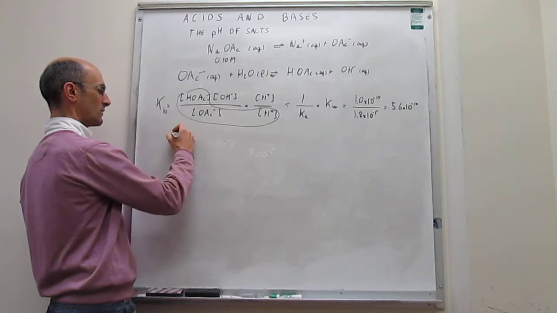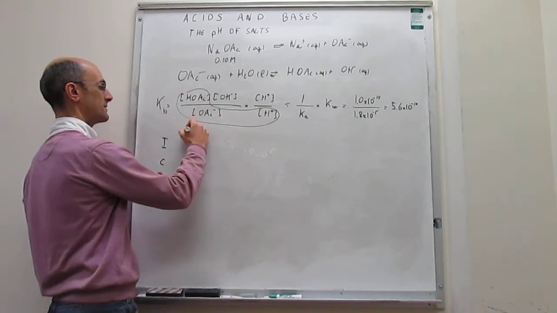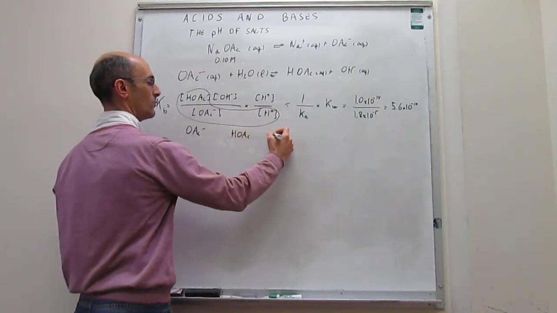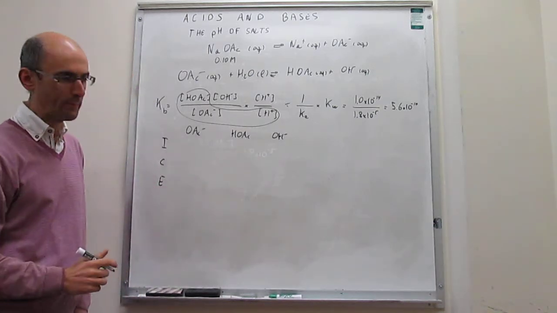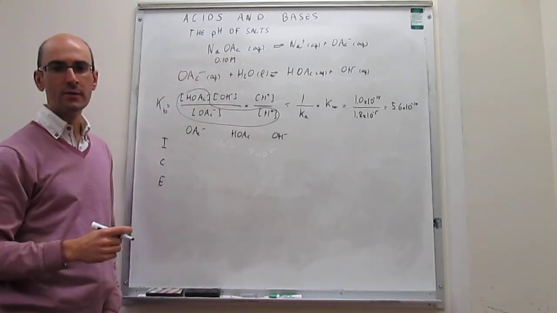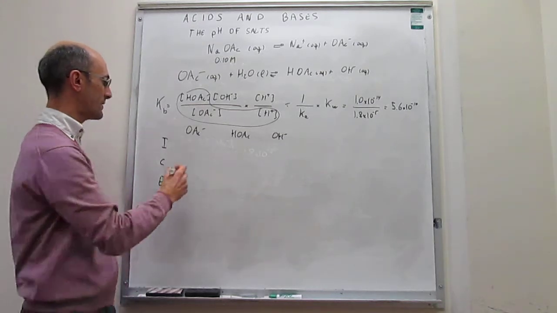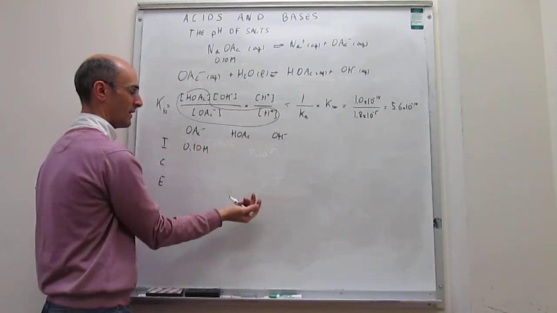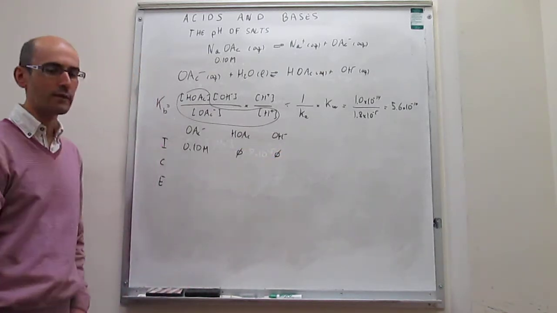So that ICE diagram is going to look like this: initial, change, and equilibrium, and here we have our acetate ions, here our acetic acid, and here our hydroxide ions. All of these concentrations are in units of molar, moles per liter. We start with 0.1 molar of the salt, and because the salt is fully soluble, you get 0.1 molar of acetate ions and sodium ions. So our starting concentration of acetate ions is 0.10 molar. We don't start with any acetic acid, and we don't have any base to start with in the reaction.